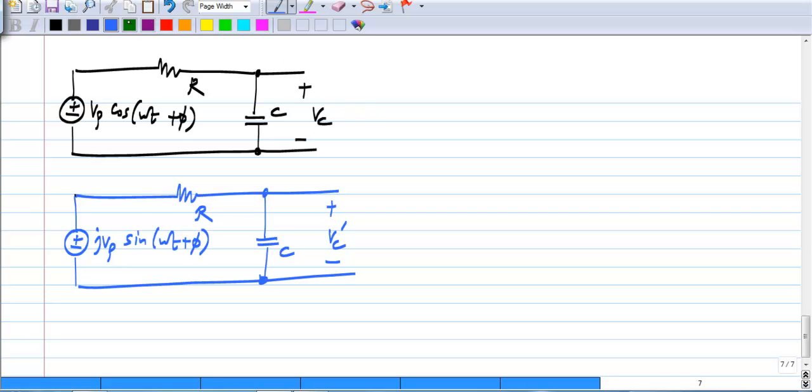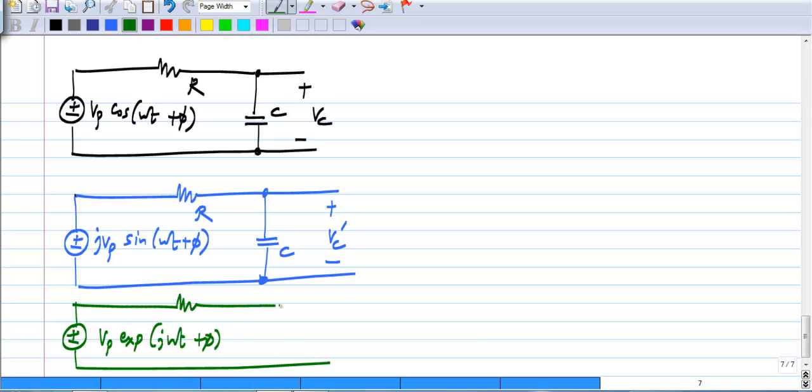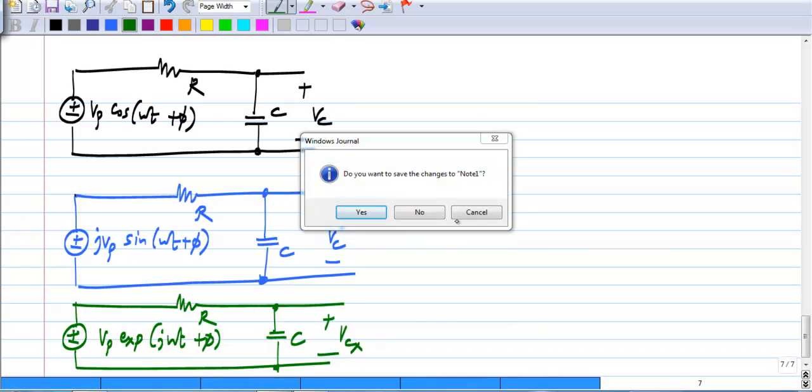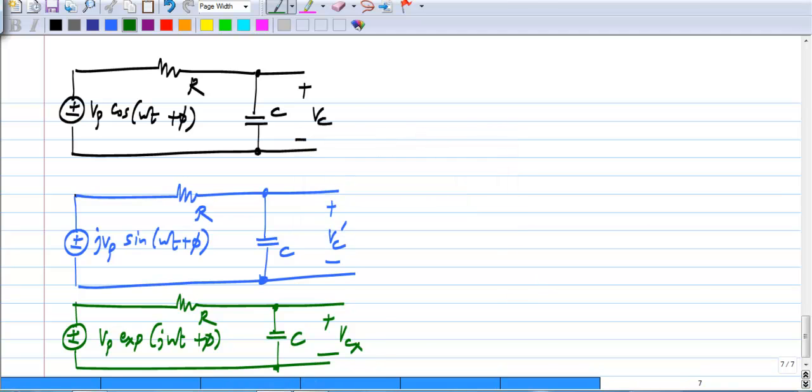Now, if I take a third circuit and apply Vp exponential j omega t plus phi, I'll get some response. I'll call that Vcx, that is the steady state response. Okay, we see that this case here, exponential j omega t plus phi, is clearly a superposition of these two cases.